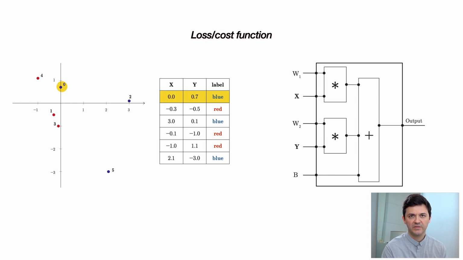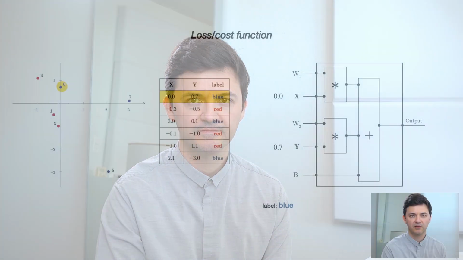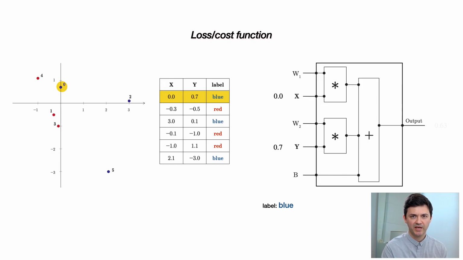Let's start, for example, with the first data point. This data point has x coordinate 0. Well, we can plug this x coordinate in the appropriate outlet in the network. Then the y coordinate will be 0.7. We can plug it in the appropriate outlet in our neuron. And the label will be a string, blue. So now let's say that we initialize our weights and biases with some random numbers. And when we multiply and add everything, we get the output 0.63.